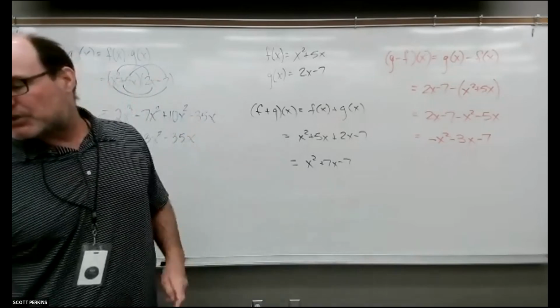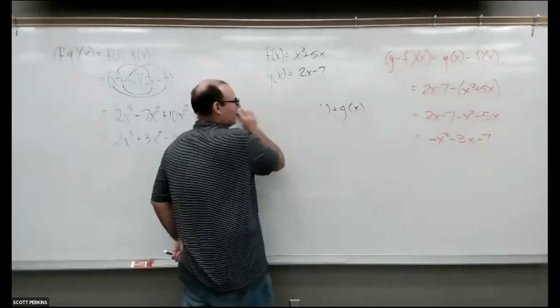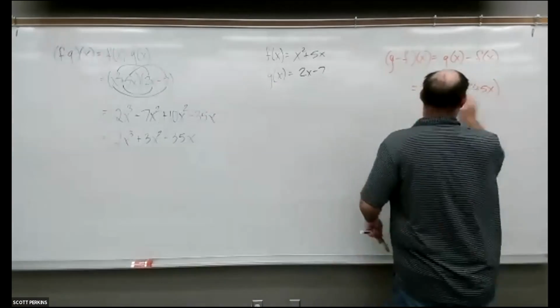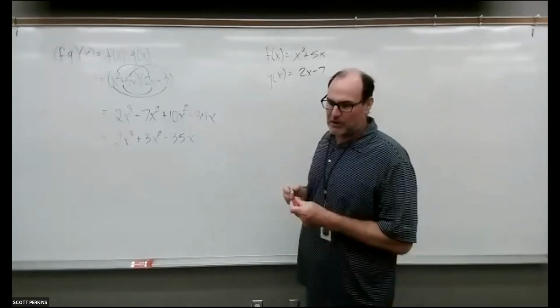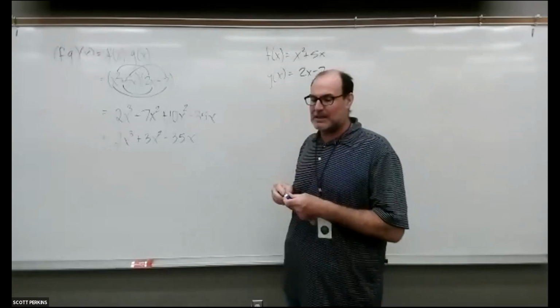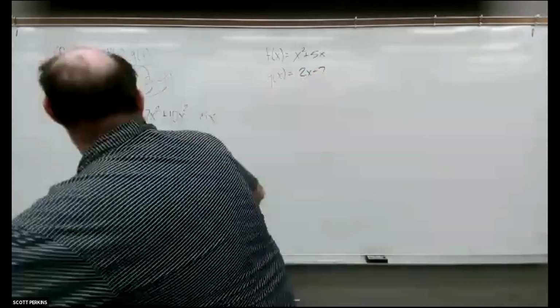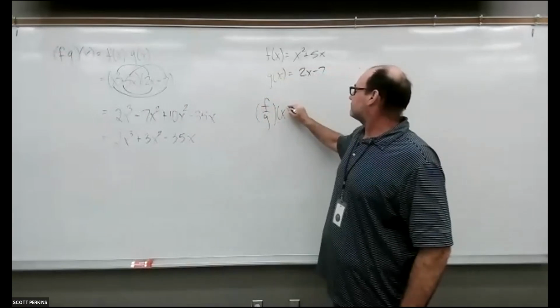I'm going to set this one up because I don't want you to be too stressed about this. I'm going to have you do the quotient of the next one. So the last one is the quotient function. It is f divided by g of x. And I also ask you to please give me the domain of this quotient function. So f divided by g of x.